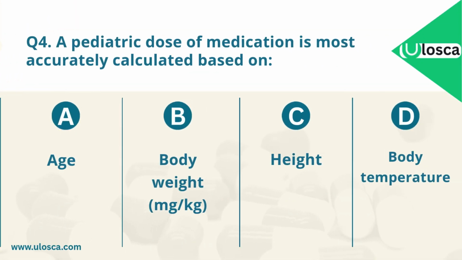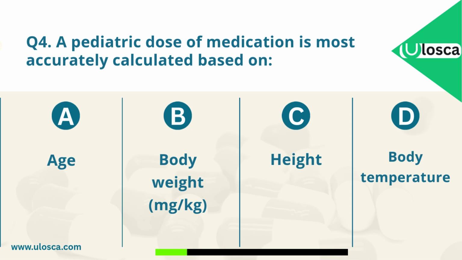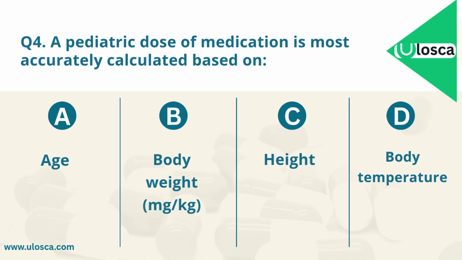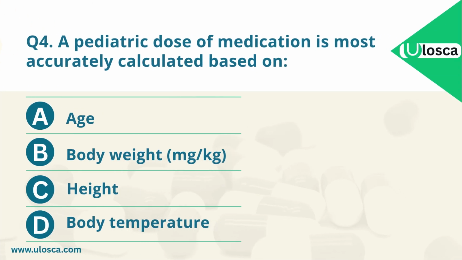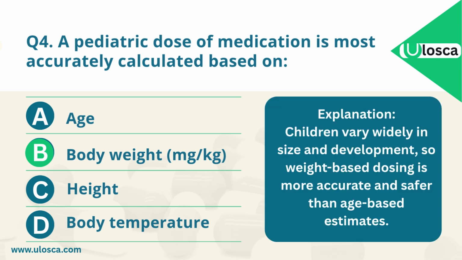Question 4. A pediatric dose of medication is most accurately calculated based on A. Age, B. Body weight, C. Height, D. Body temperature. Which one is the correct answer? The correct answer is B. Body weight. Explanation. Children vary widely in size and development, so weight-based dosing is more accurate and safer than age-based estimates.